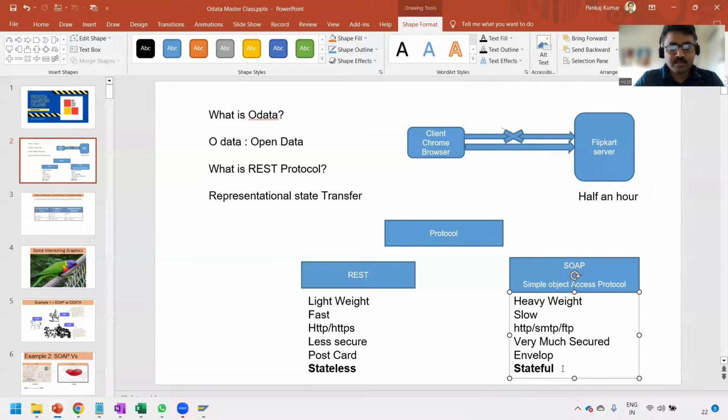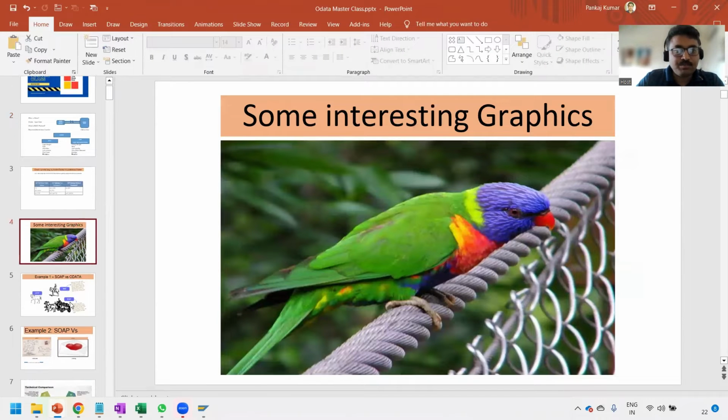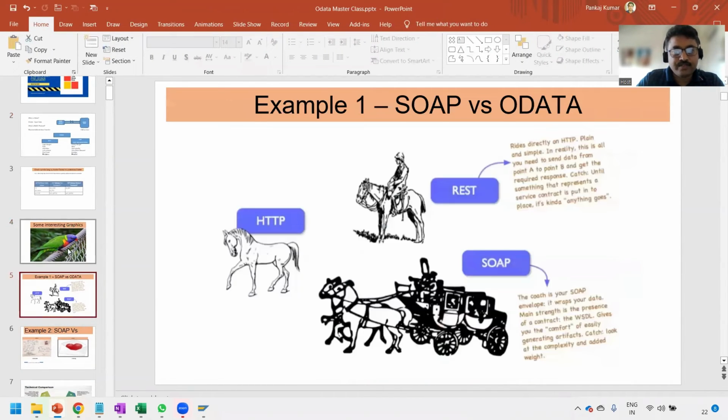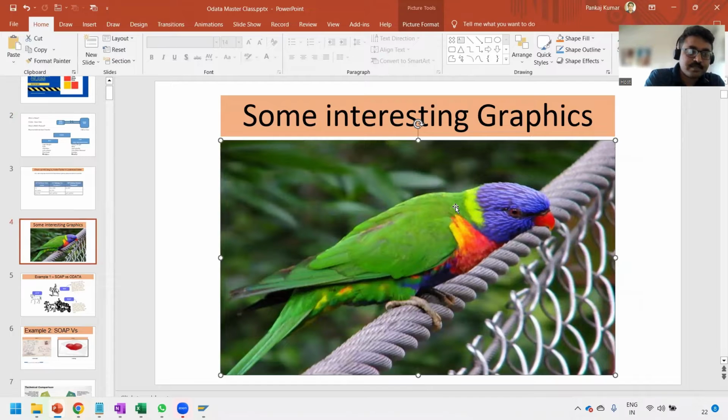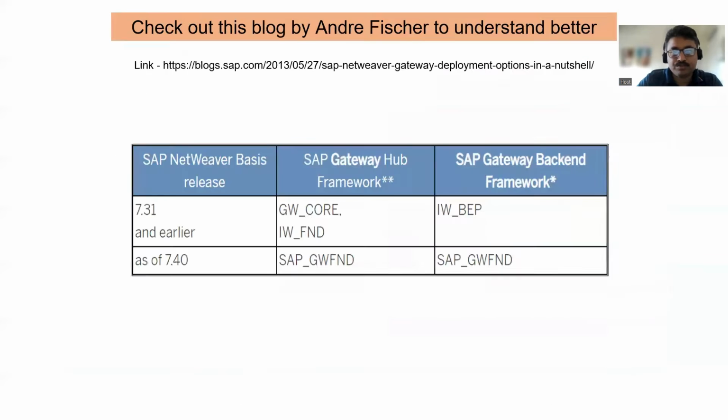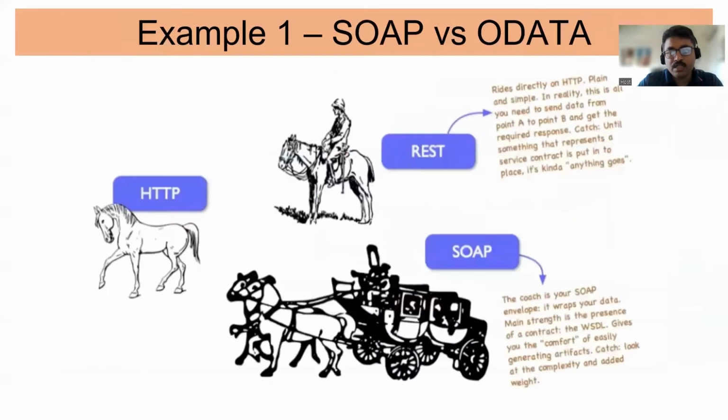Stateful will be always connected. The stateless will be connected only while sending the request itself. Okay. So now let's try to understand these differences with the help of some graphics. You will enjoy this, right? You enjoy the graphic, right? So you will be feeling very nice when you are able to see this parrot, right?